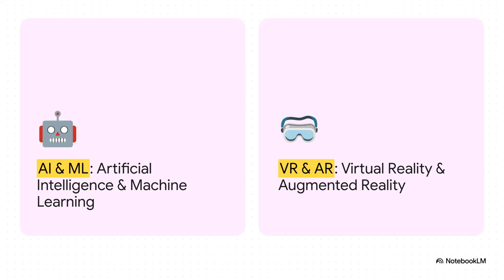Finally, let's take a quick look at the emerging tech landscape. It's really helpful to group these into two main categories. On one side, we have AI, artificial intelligence, and ML, machine learning. These are all about computers learning to process data intelligently, recognizing patterns, making decisions, and even generating content based on massive data sets. On the flip side, we have VR, virtual reality, and AR, augmented reality.